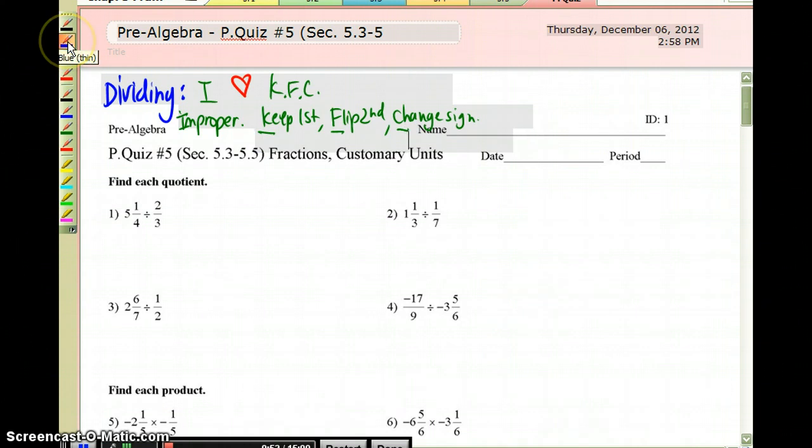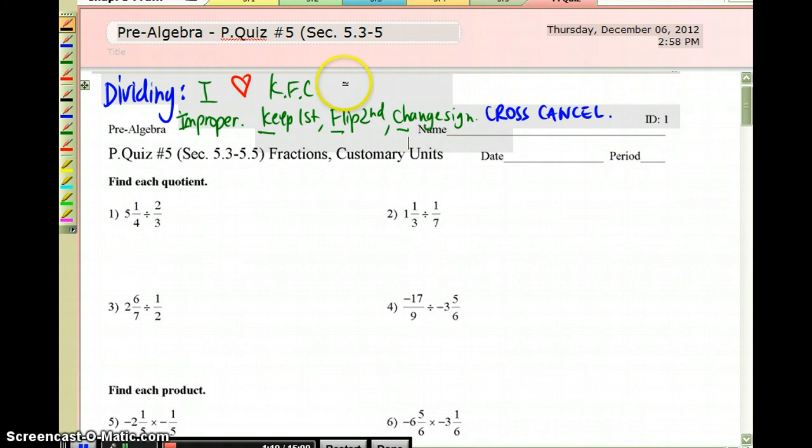That's for dividing only. After we change the sign, then we are allowed to do cross-canceling, only because at that point, instead of dividing, we then get to multiply fractions, so we get to cross-cancel. Okay, we do not use common denominators anytime for division or multiplication, no common denominators.